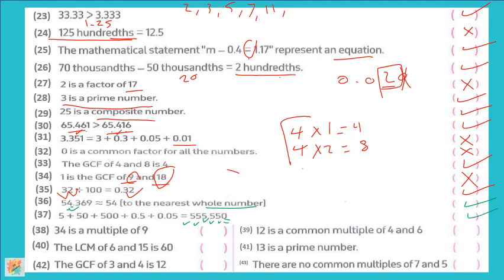Question number 38. 34 is a multiple of 9، يعني في table 9 34؟ لا يا مستر ده في 36.